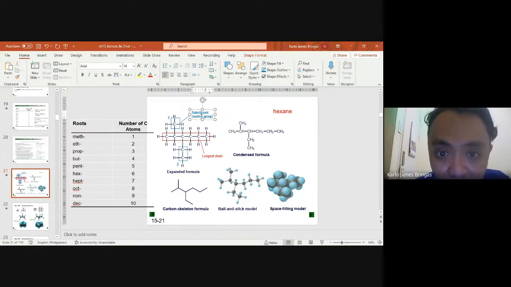Okay? So how do we name the substituent? It is similar to our alkane. You just look at how many carbon atoms there are, so that tells you the root. And after the root, you just put the suffix "yl". So this is called the methyl group.